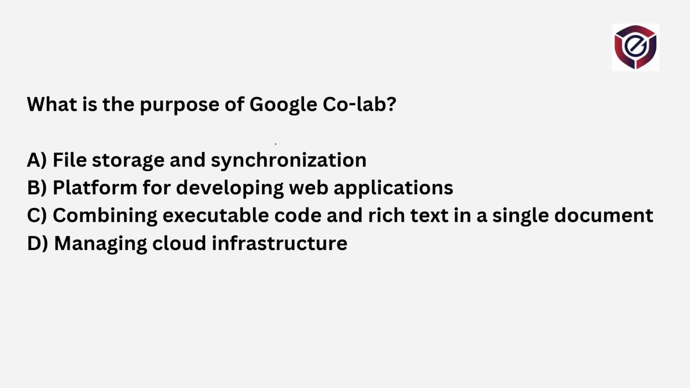So the options are file storage and synchronization, platforms for developing web applications, combining executable code and rich text in a single document, and managing cloud infrastructure. For file storage and synchronization, we will be using Google Drive, so it is not the correct option. Platform for developing web applications, no. Colab cannot be used for web application development. Cloud infrastructure management, no, it is not done with the help of Google Colab. It is done with the help of Google Cloud. So the correct option is option C, which matches Google Colab, that is combining executable code and rich text in a single document.